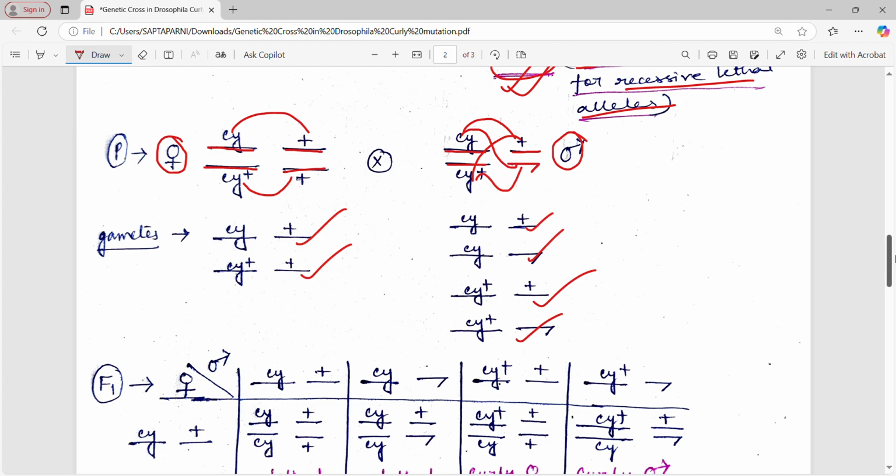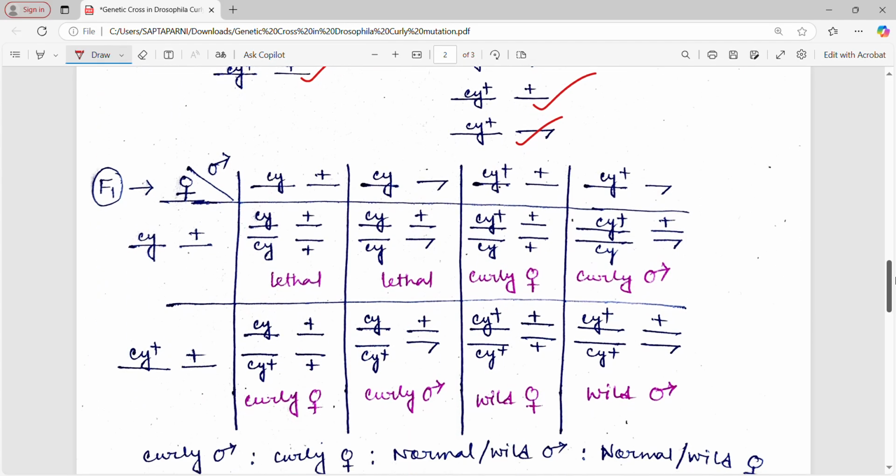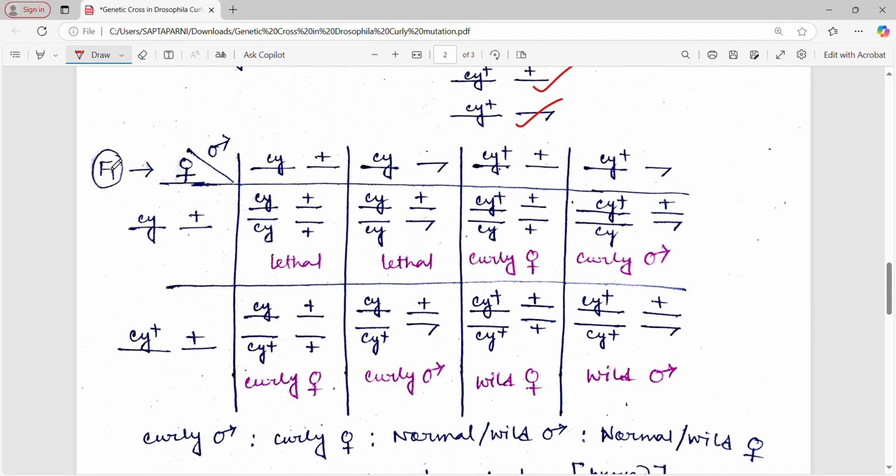Okay. So when we write it in the checkerboard, we will get the cross of the F1 generation, the progenies of the F1 generation. We are writing the male gametes upward and the female gametes on the lateral side. So these are the four gametes of the male and these are the two gametes of the female that we have derived. After crossing, we will get CY plus plus.